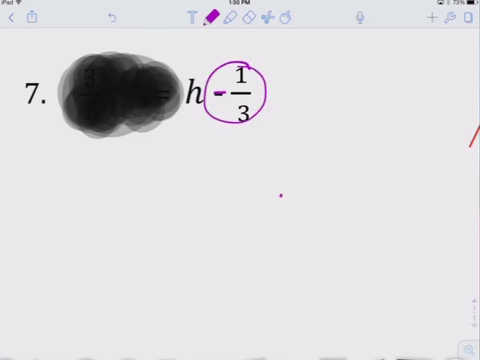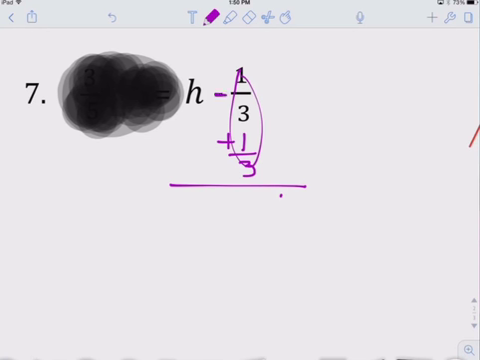In order to make a negative 1 over 3 equal to 0, you have to add 1 over 3. That gets you 0. 0 minus H minus 0 is H. 5 minus 0 is still 5. Okay, and the other side, because you add 1 over 3, you add it to the other side.